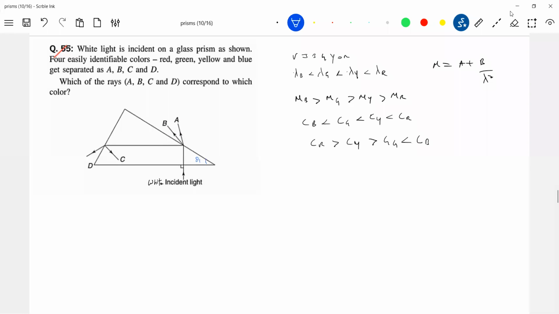Theta 1, I'll take it. Theta 2. This is a normal. This should be the angle of incidence. No doubt, this should be the angle of incidence. So definitely theta 1. Which rays will be at the critical angle? I think A and B should be the red and yellow, no?